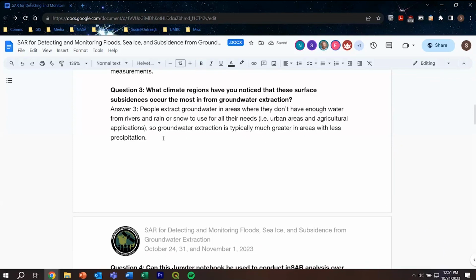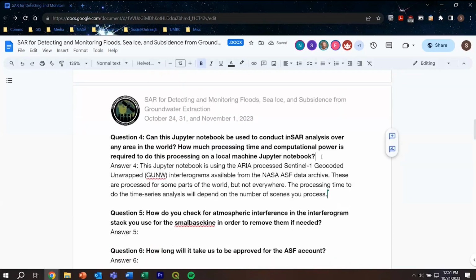Okay, question number 4. Can Jupyter Notebook be used to conduct InSAR analysis over any area in the world? And how much processing time and computational power is required to do this processing on a local machine using Jupyter Notebook? So this particular demonstration is using the pre-processed interferograms from the ARIA processing of Sentinel-1 geocoded unwrapped interferograms. These interferograms are available from the NASA ASF data archive. You can search for them there. They're processed for some parts of the world, but they're not available everywhere.